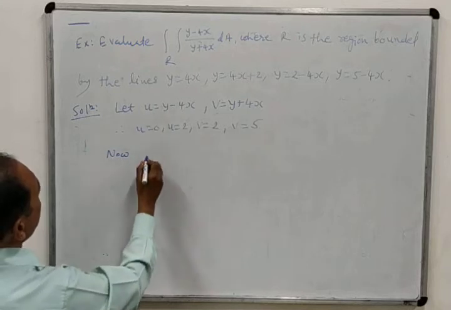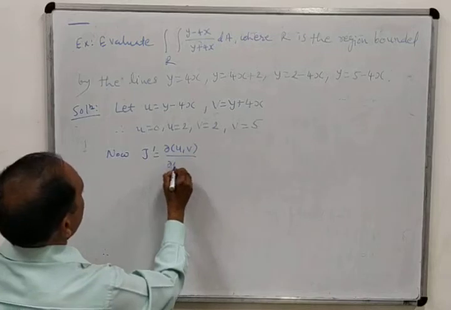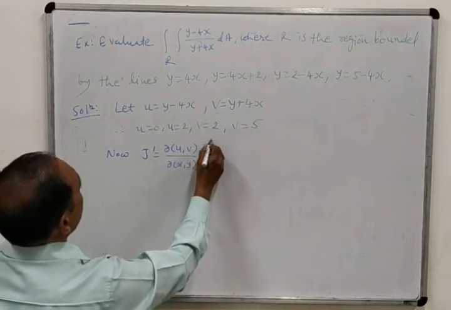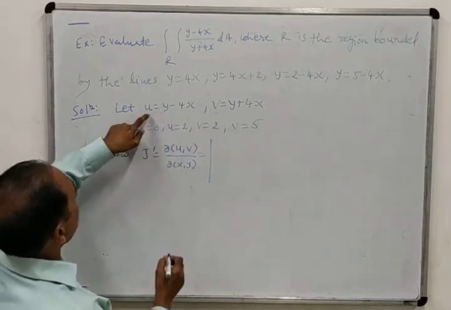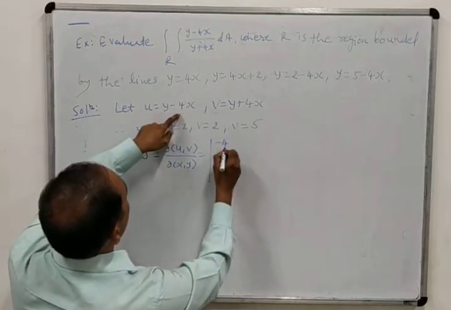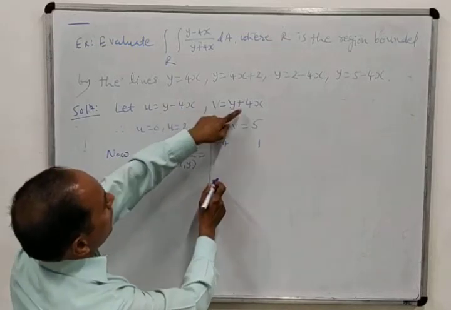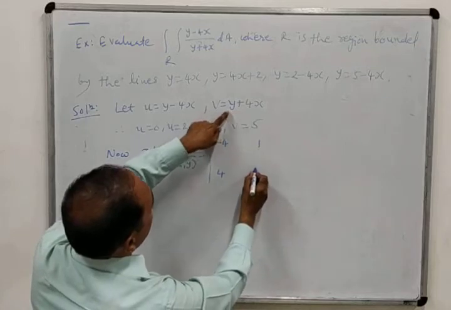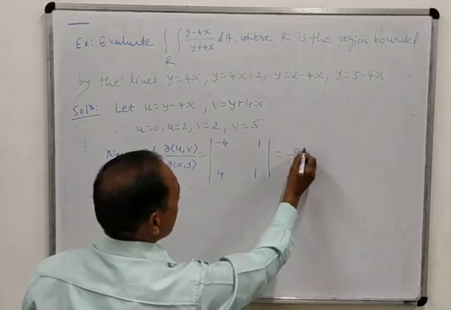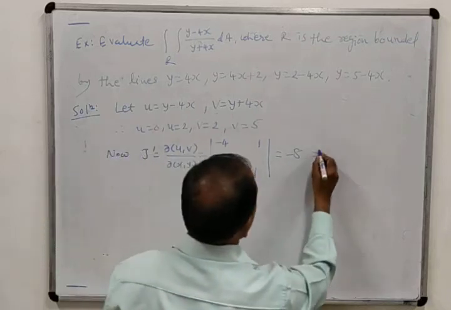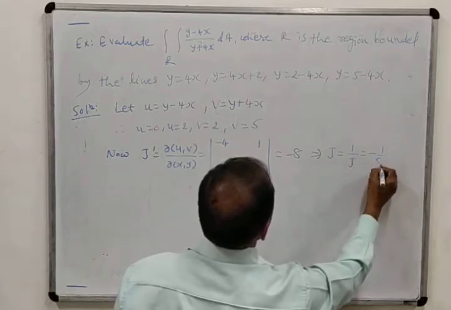But here it is better to find J dash. J dash means del(u,v) by del(x,y). So in the first row, the derivative of u with respect to x is minus 4, with respect to y is 1. Similarly in the second row, the derivative of v with respect to x is 4 and with respect to y is 1. So this is minus 4 minus 4, that means minus 8. So this implies J equal to 1 upon J dash, that means minus 1 upon 8.